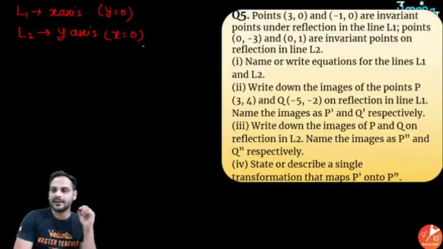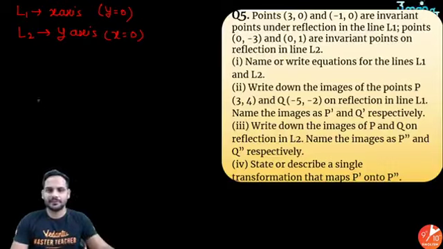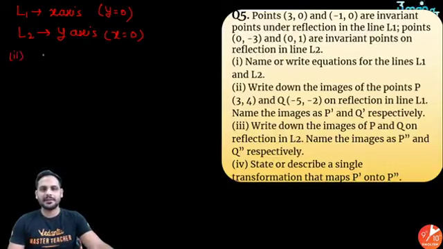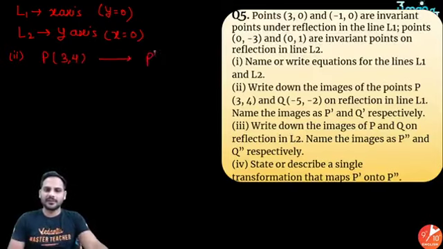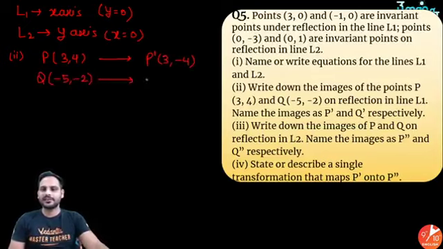Write down the images of points P and Q on reflection in L1. This is the simple part. P's reflection, P dash, under L1, which means the x-axis. So (3, 4). When we do the reflection under the x-axis, the x coordinate remains the same, the y coordinate will change the sign. Similarly, Q, which is (-5, -2), its reflection under the x-axis will be Q dash; the x coordinate will remain the same, the y coordinate will change the sign.